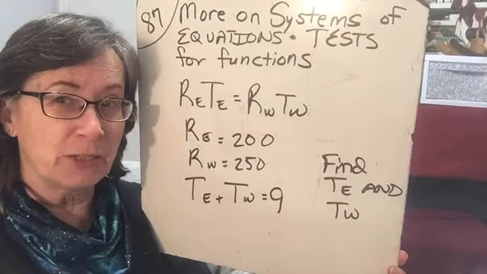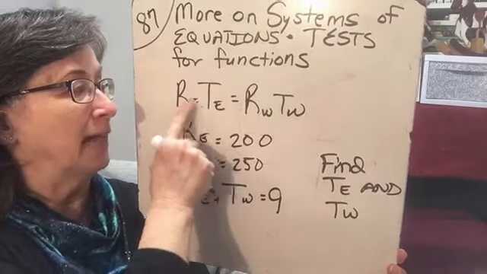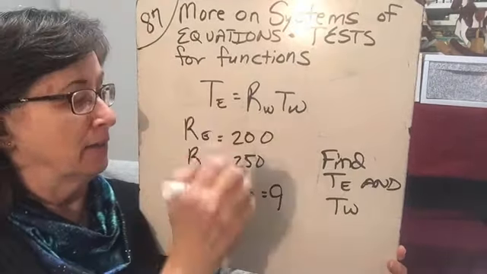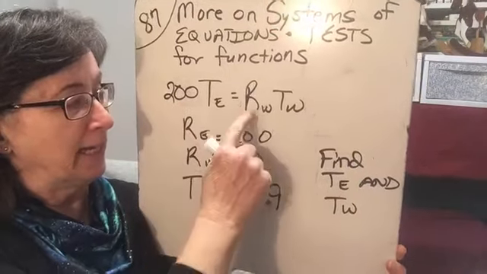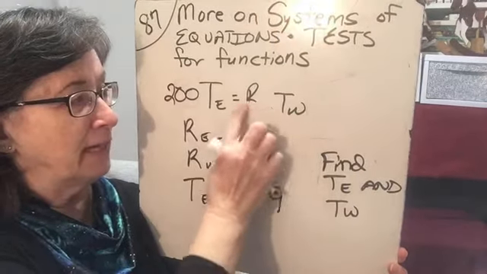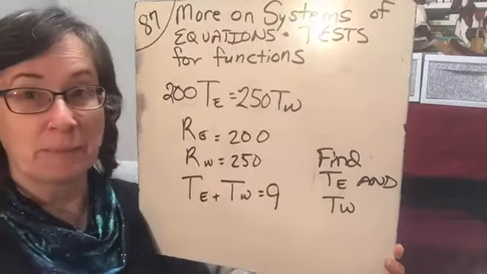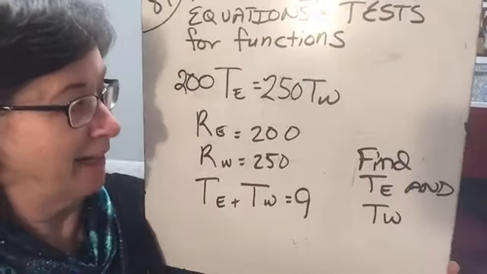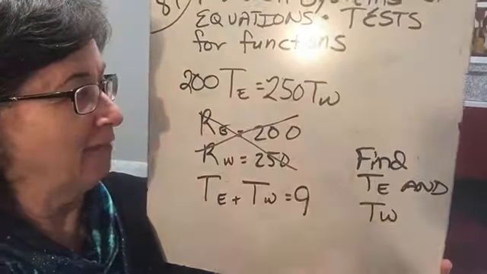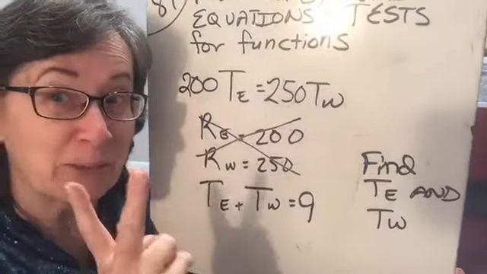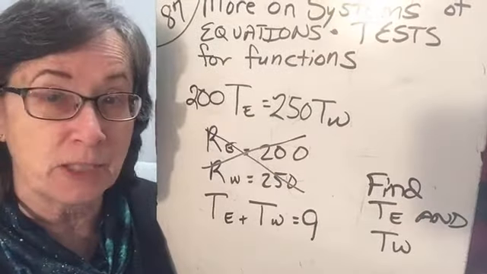So the first thing we're going to do is make some substitutions. We can easily take R sub E is 200 and put it right here. So that means that 200 T sub E is equal to 250 T sub W. Okay, so that right there made this no longer needed. And so we have this equation and this equation, two equations and two unknowns. So the easiest way to do this is to use substitution.